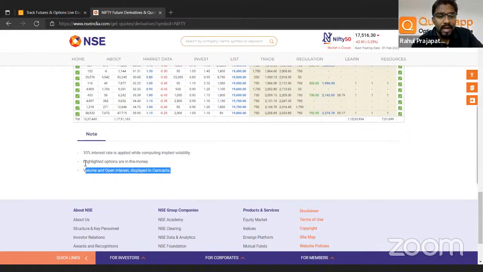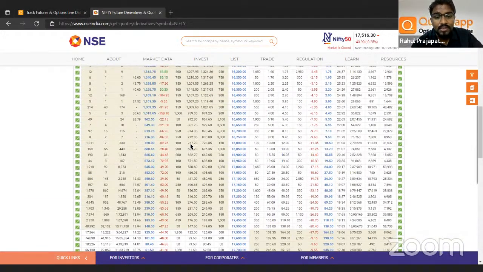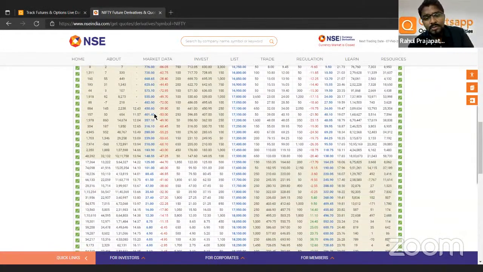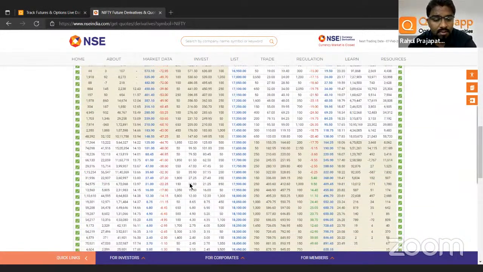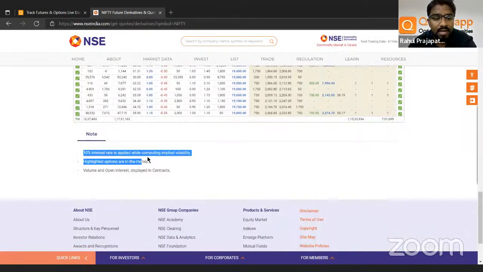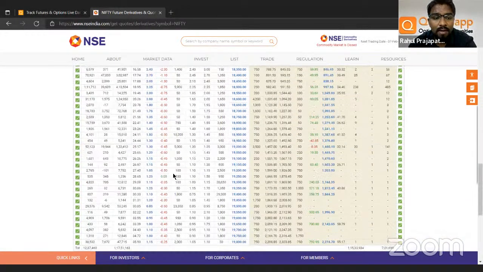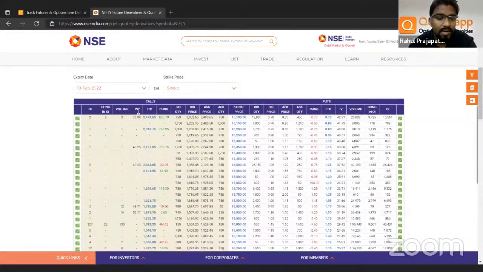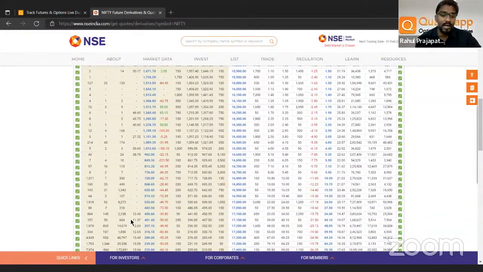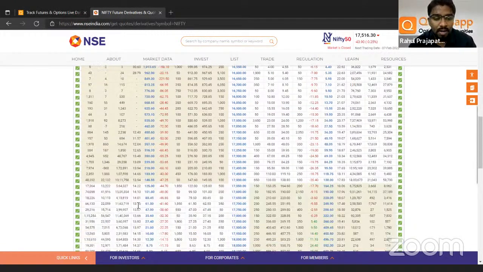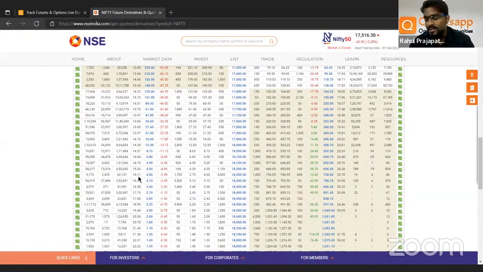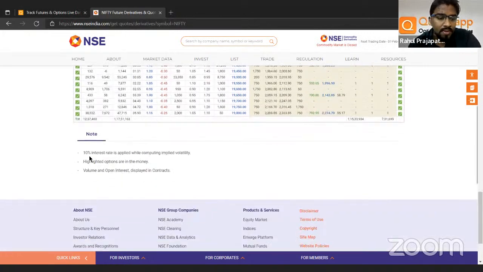Plus, highlighted options are in the money. We'll talk about what in the money is. These are the two in the money for both call and put. One more thing, a 10% rate is applied while calculating the implied volatility. So for this IV they are putting a fixed 10% interest rate, and that's why we're getting this implied volatility. It is questionable that we should be using a fixed interest rate for calculating this. 10% is quite huge as of now, but they are still using it.